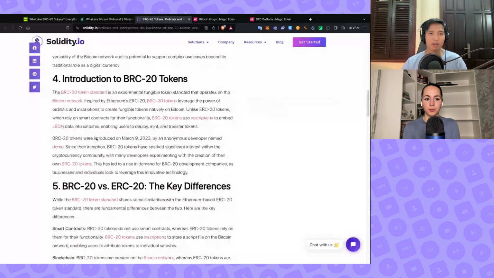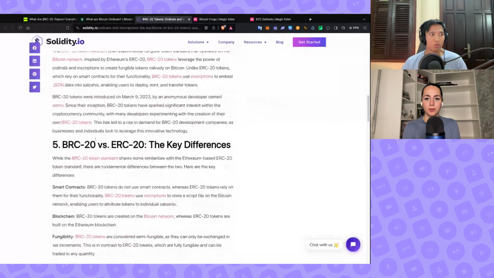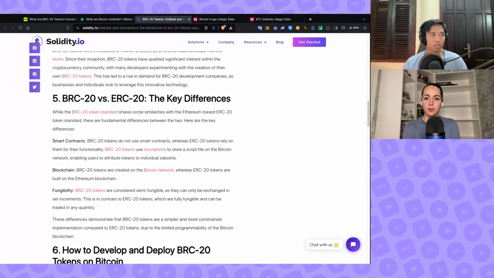So let's quickly talk about the key differences between BRC-20 and ERC-20. This might be interesting here. BRC-20 tokens do not use smart contracts, whereas ERC-20 tokens rely on them for functionality. I think the reason for this is that probably there's not enough space and not enough scaling possibility, but also I think it's just very hard to execute a lot of commands on the Bitcoin base layer blockchain, right? So that's the main challenge. I think there might be some other technical challenges as well. So that's why we only use the inscription to store the data.